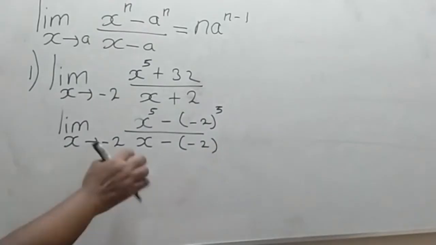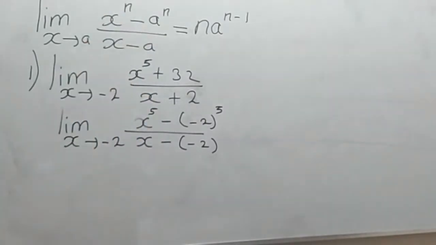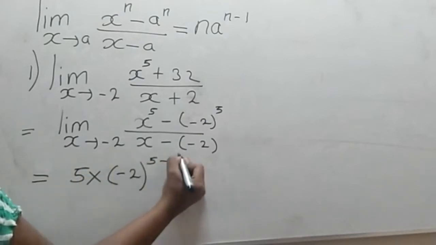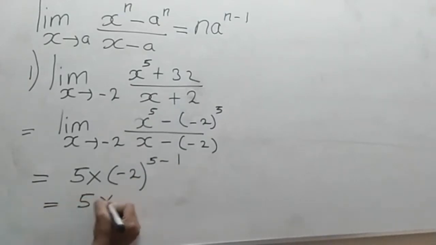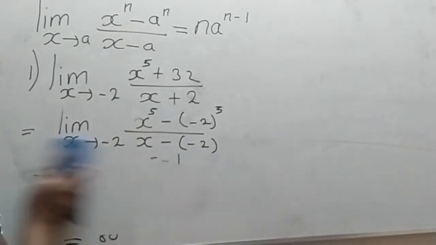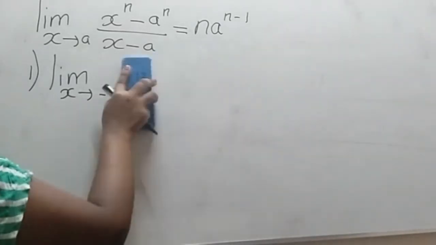Okay? Then we got it into this format, which is x to the power n minus a to the power n over x minus a. Then we can write it as n into a to the power n minus 1. Here a is minus 2, n minus 1 is 5 minus 1, that is 4. That is 5 into minus 2 to the power 4. That is 5 into 2 into 2, 4 into 2, 8 into 2, 16. Then we get 80. Okay? Next question. So what we are learning is how to transform into this format and do the sum.